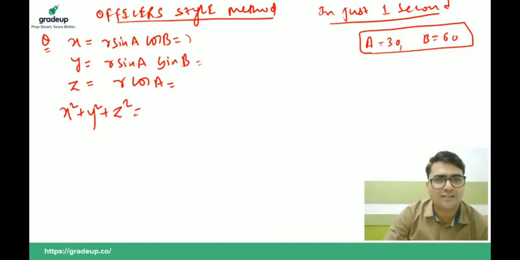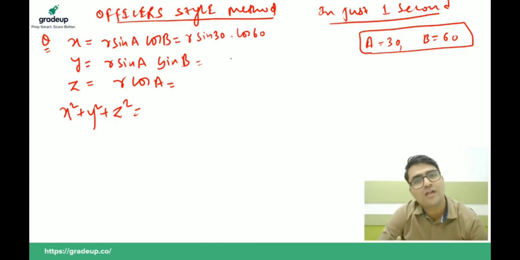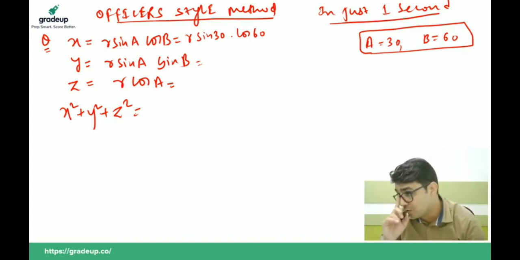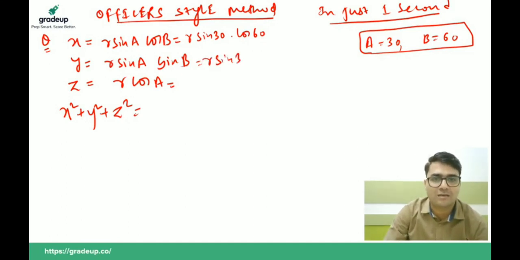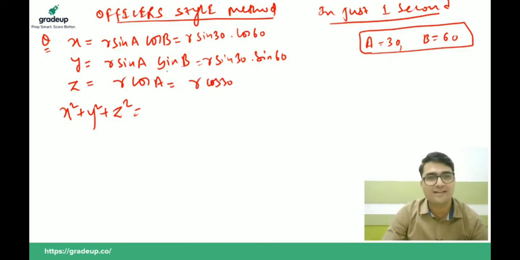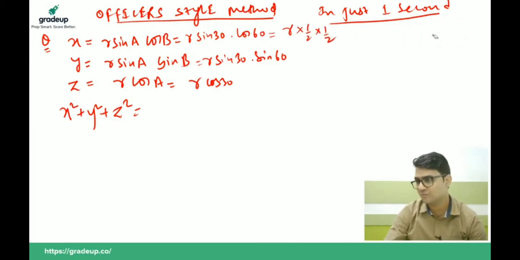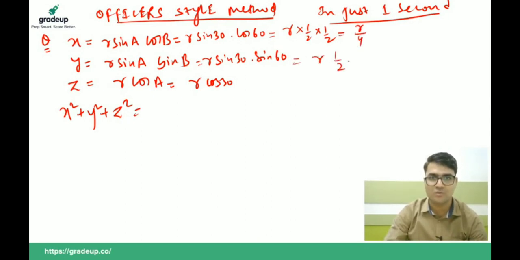I can have R sine 30 cos 60. Guys, always put those values which take less time. Always remember this. Now R sine 30 sine 60, R cos 30. So R sine 30 cos 60, R sine 30 sine 60, R cos 30. Now we have R by 2, 1 by 2, because cos 60 is what? 1 by 2. So this is R by 4. Now sine 30 is what? 1 by 2. Sine 60 is what? Root 3 by 2. Then this will be root 3 R by 4. Now this will be root 3 R by 2.